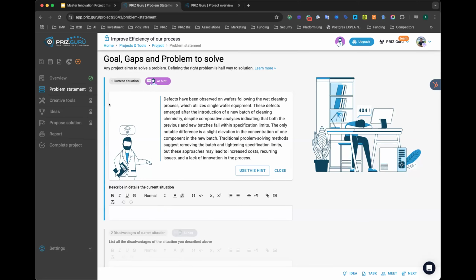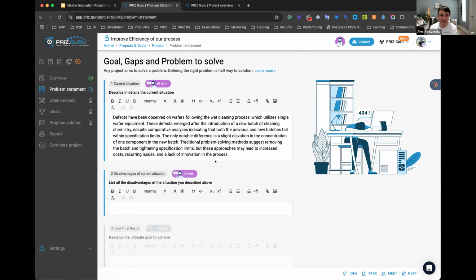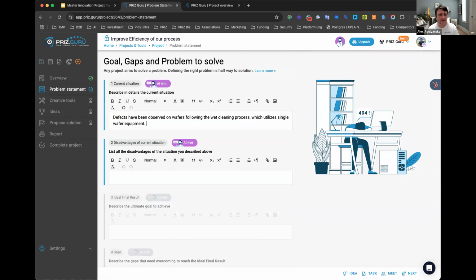In this case, the conversation starts with defining the current situation. The current situation of course uses the overview here: defects have been observed on the wafer, and so on and so forth. For the sake of saving time, I'll just use that, and maybe delete a piece of it to make it shorter. So that's the current situation, right? The next step is, what are the disadvantages of the current situation? We went through that before, but this is a very important piece.